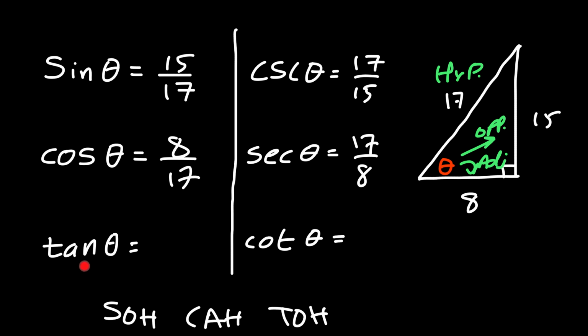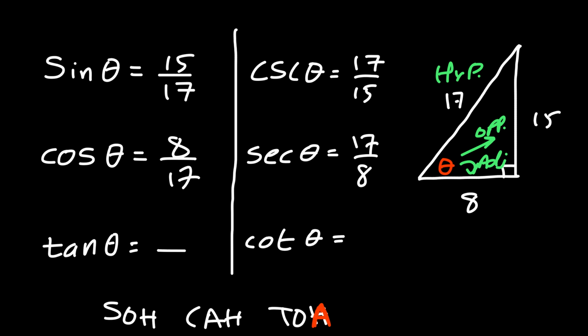The last one, which is tan theta. Tan, according to the term, equals opposite divided by the hypotenuse. No, this is wrong. It should actually be adjacent. Okay, so tan equals opposite, which is 15, divided by the adjacent, which is 8.